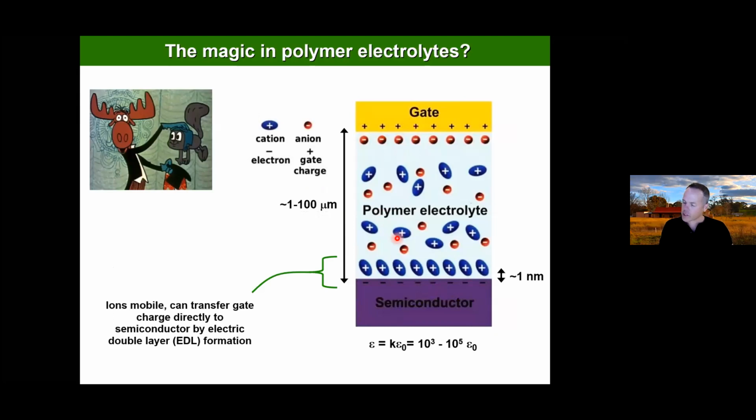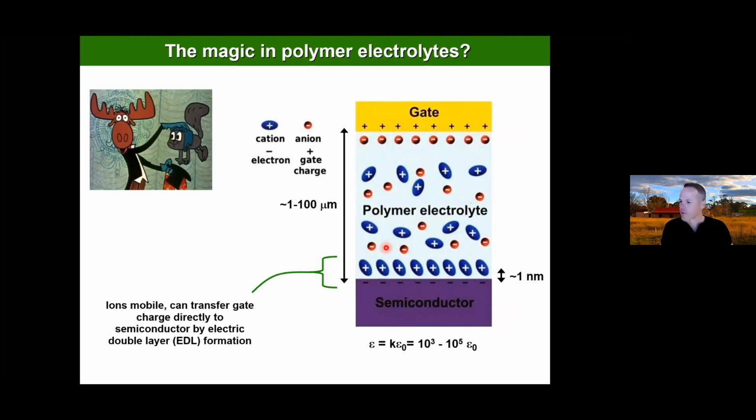And I always like to explain these to young students as: imagine taking your conventional dielectric and being able to cut all the dipoles in half, and let one side of the dipole run up against one surface and the other side of the dipole run against the other surface. Then you would have a very efficient material for transferring gate fields to your interfaces, and that's more or less what happens with a polymer electrolyte.